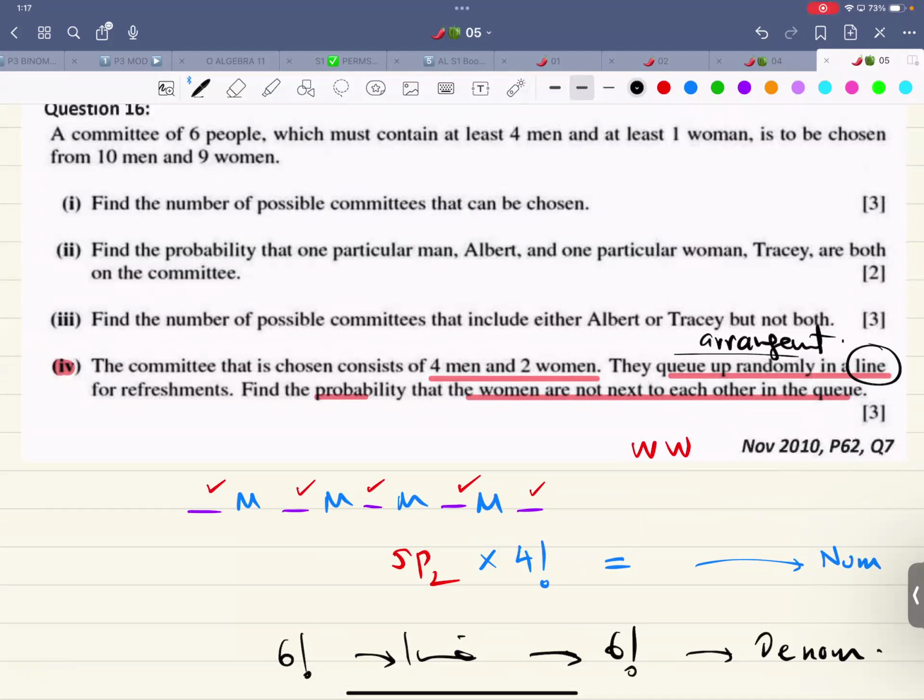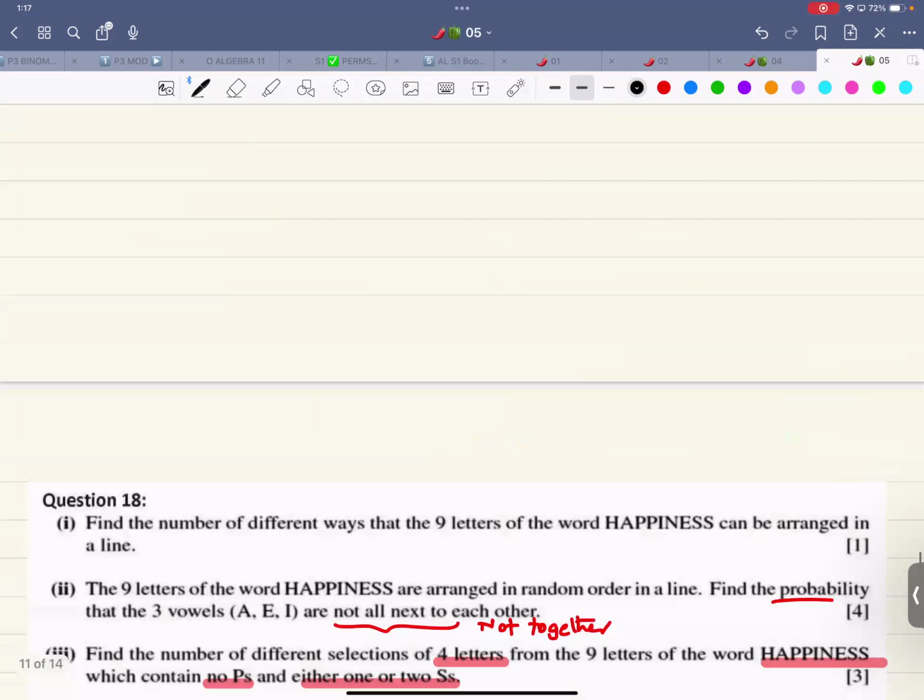4 men and 2 women. We are not forming a committee. These 6 people are now getting arranged in a line. So that is why: 3 parts of combination, 1 part of permutation.